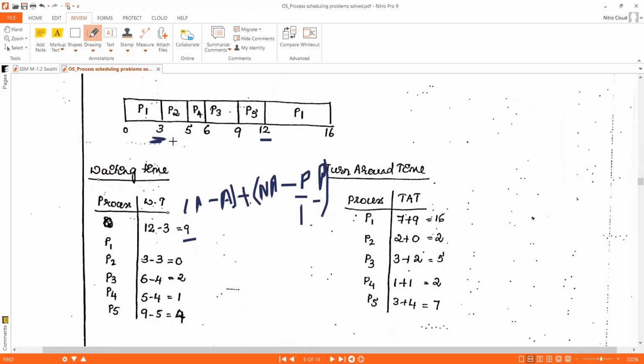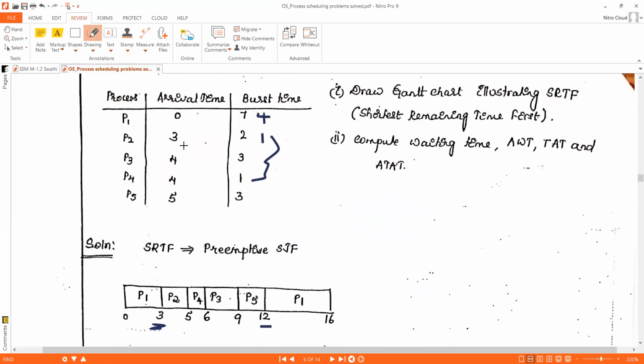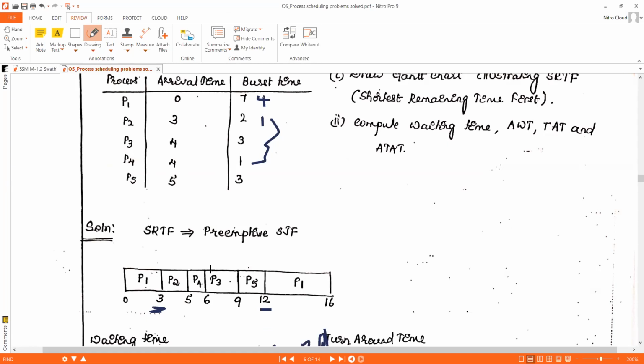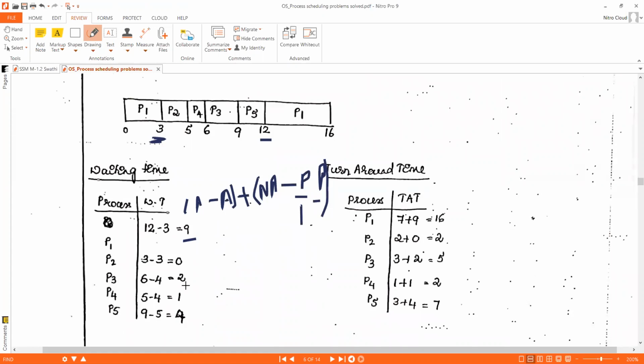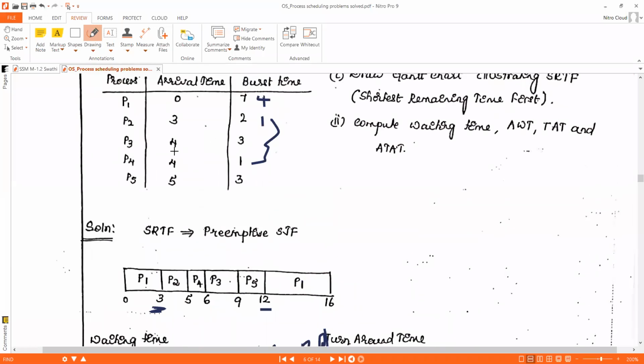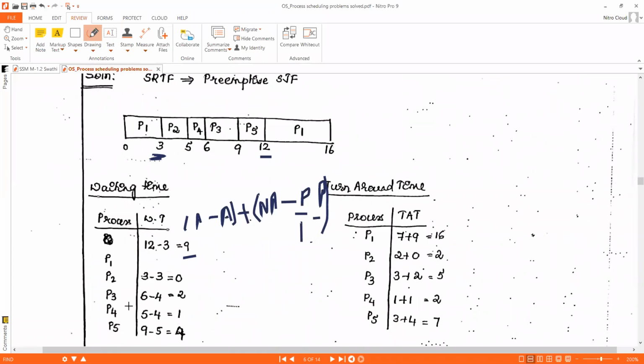Next, for process 2, the allotted time is 3 milliseconds and process 2's arrival time is 3 milliseconds, and process 2 doesn't have another allotted time. It executed all its burst time in a single stretch. So its allotted time is 3 milliseconds minus its arrival time 3 milliseconds. 3 minus 3 is 0 milliseconds, the waiting time for process 2. Next for process 3, the allotted time is 6 milliseconds and its arrival time is 4 milliseconds. 6 minus 4 is 2 milliseconds, the waiting time for process 3.